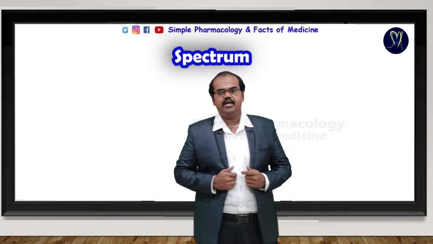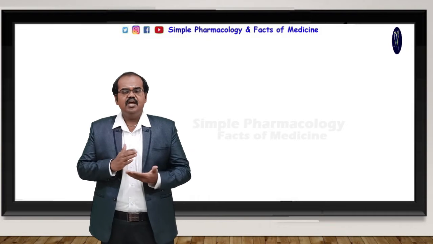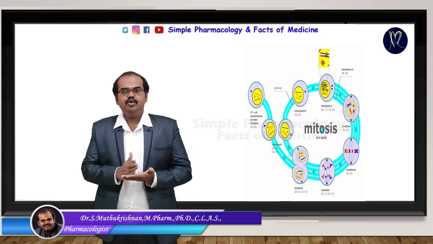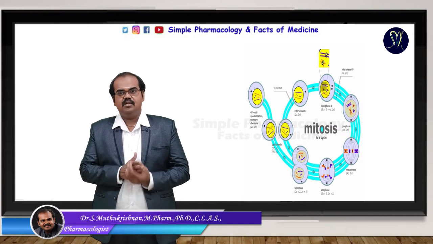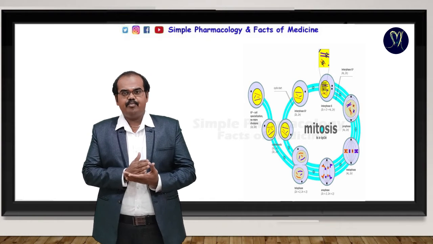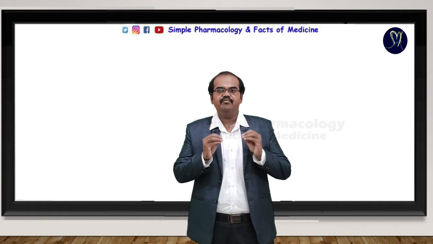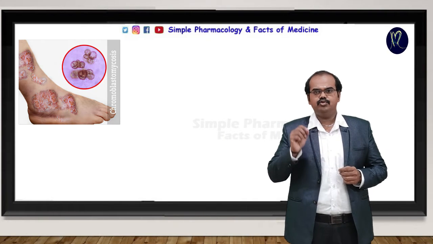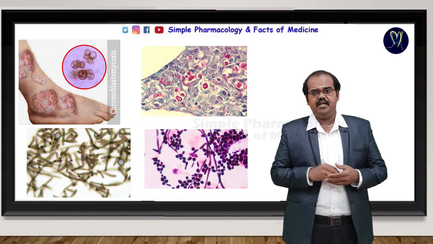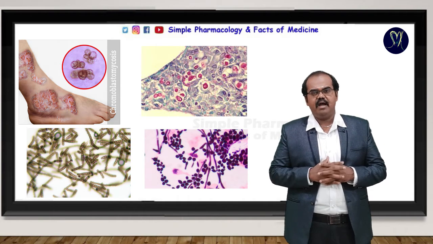The next one is spectrum. Our drug flucytosine has a fungistatic property because it arrests the cell cycle, that means cell replication. It doesn't act on the existing cell. Because of that, it has a fungistatic property. Even so, it is effective against only a few strains, for example chromoblastomyces, torula, cryptococcus and a few strains of candida. Apart from that, it has no effect on other fungi and bacteria.